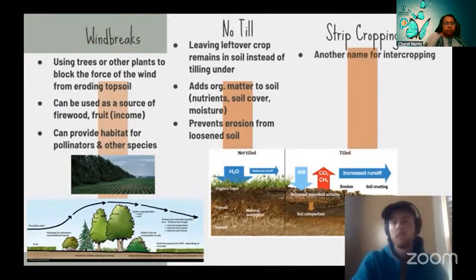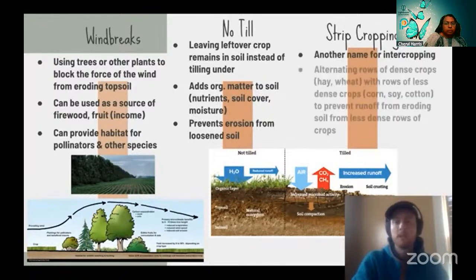And then finally, we have strip cropping, which is kind of another name for intercropping. This is going to involve planting crops of different densities in alternating rows. So some crops like wheat are very dense.